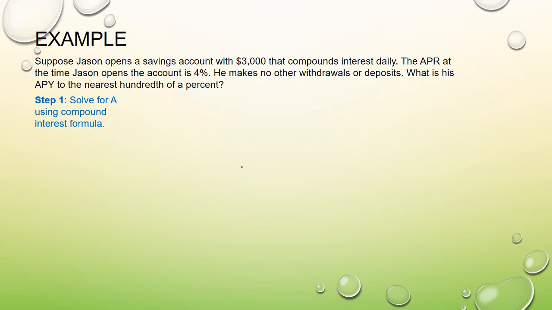So step 1, solve for A using compound interest formula. So same formula we've been using, plug in everything we know. We have the principal 3,000 right there. The APR is 4%, and if it is compounded daily, that means it is being compounded 365 times per year, because there are 365 days in a year. And notice that the T in this case is 1, because remember, APY just means the interest rate after 1 year.